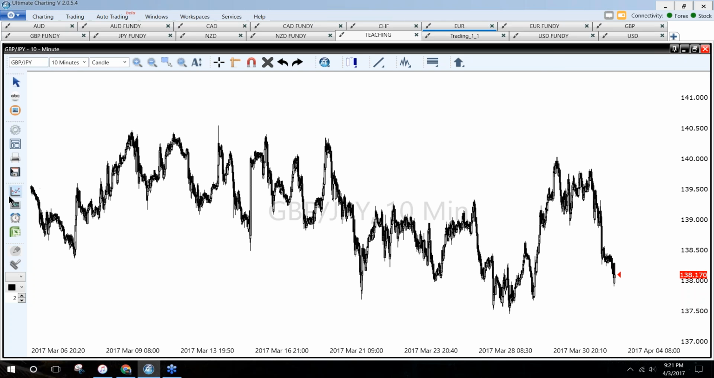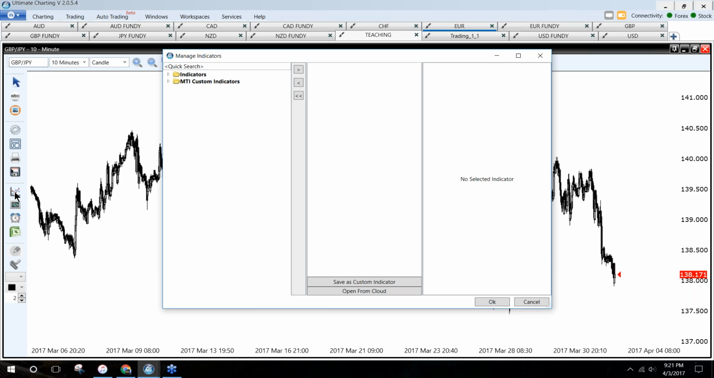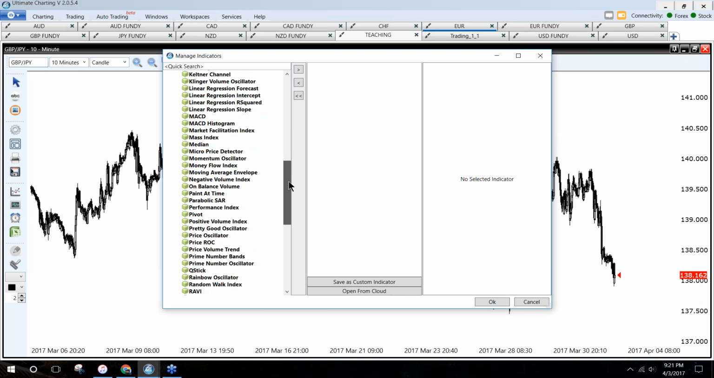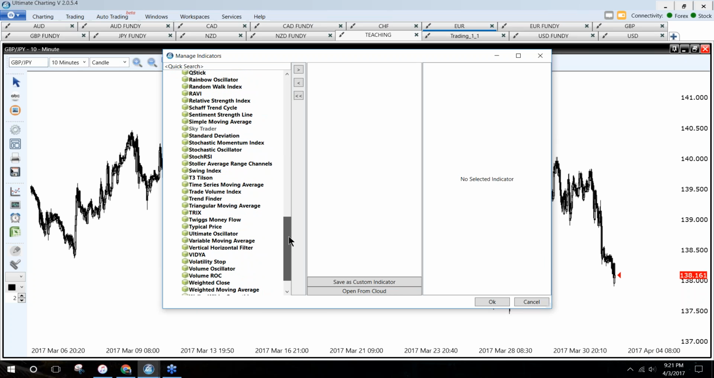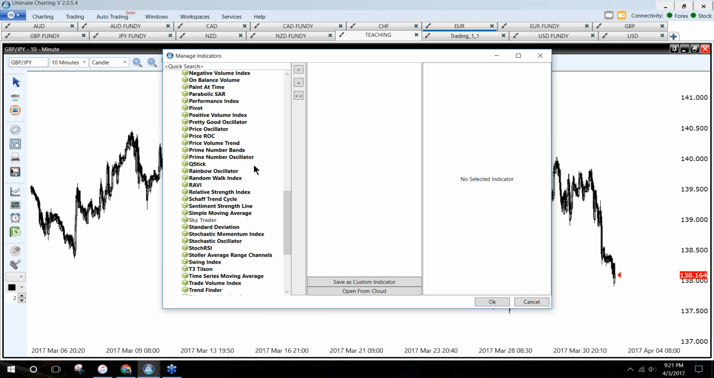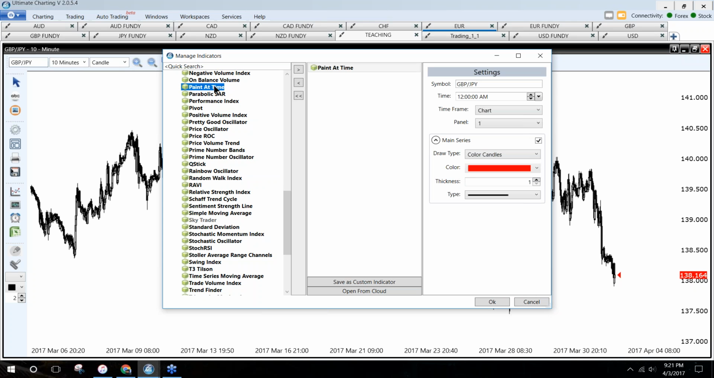There is an indicator. If you go here to your indicator section, I'm going to click on this, and I'm going to add this indicator to the chart twice. I'm going to reveal my indicator options, and I'm going to locate the paint at time indicator. All right, here it is. And I'm going to add it twice. So I'm going to double click once, double click a second time.